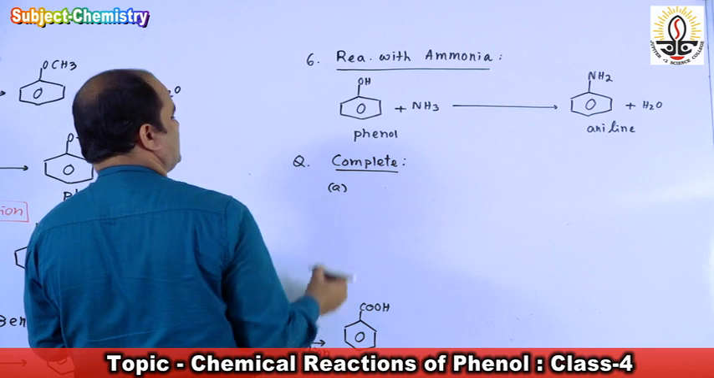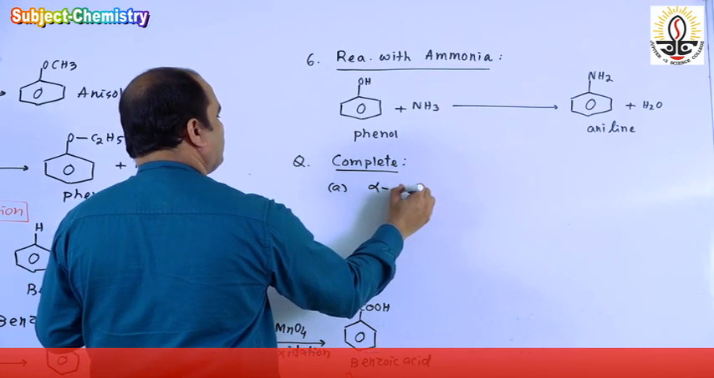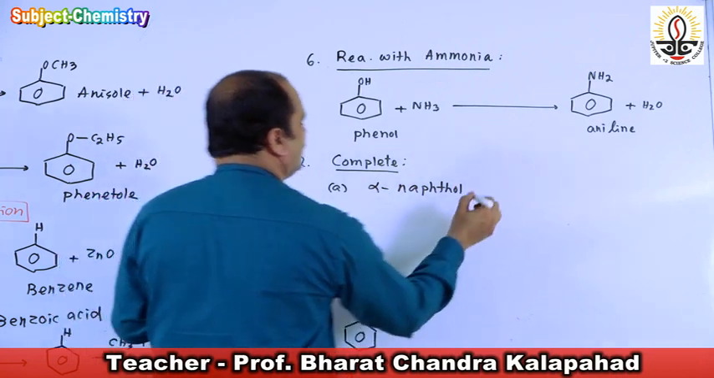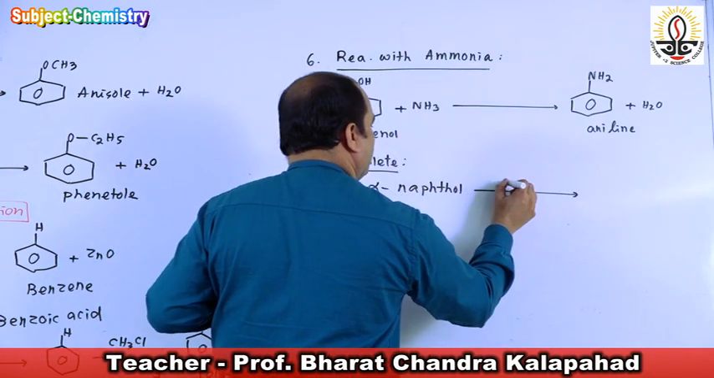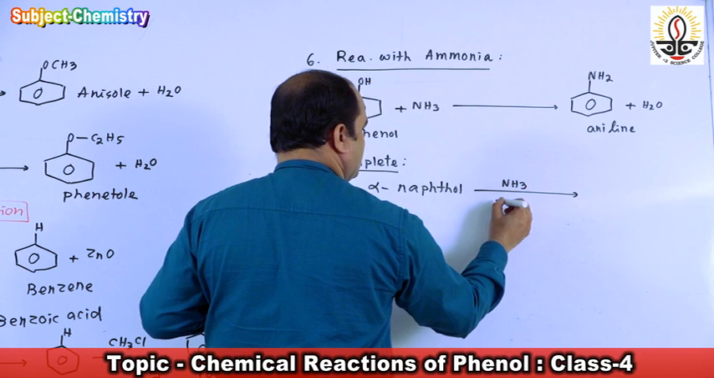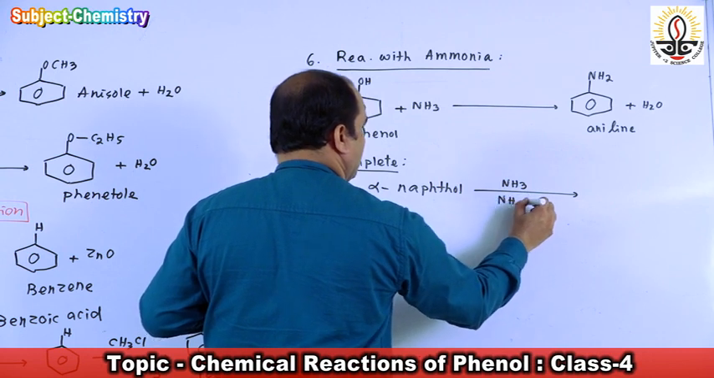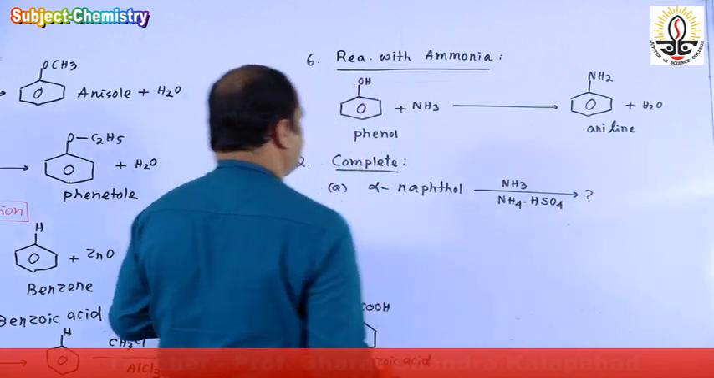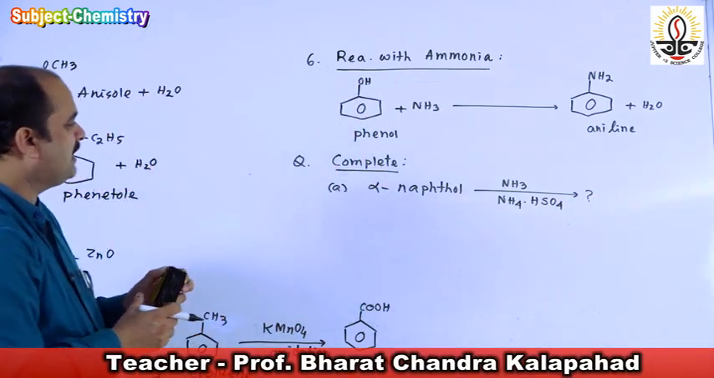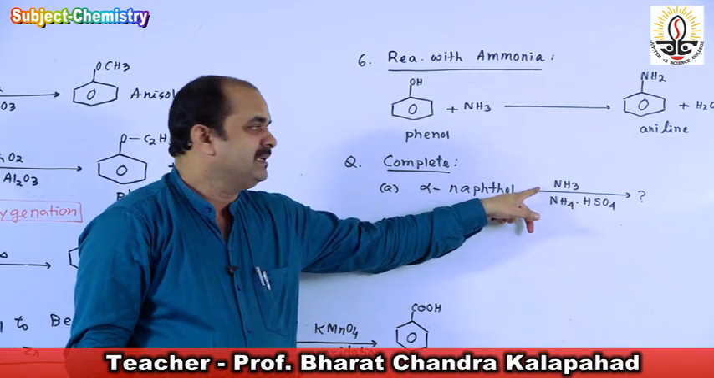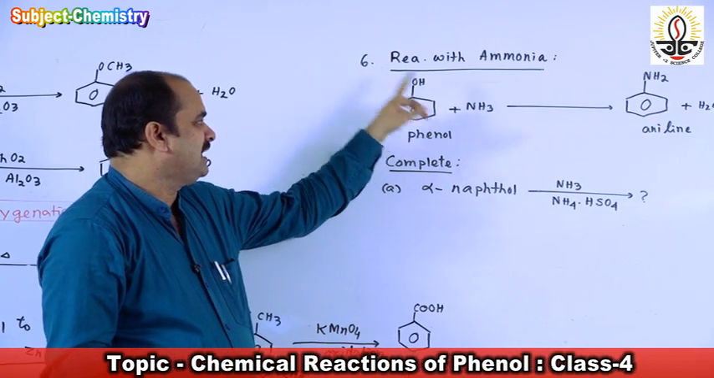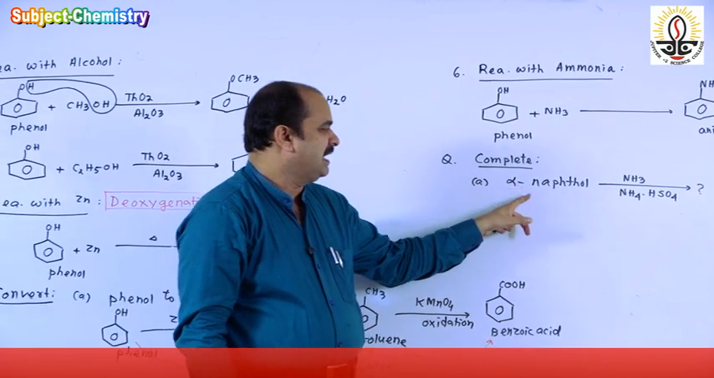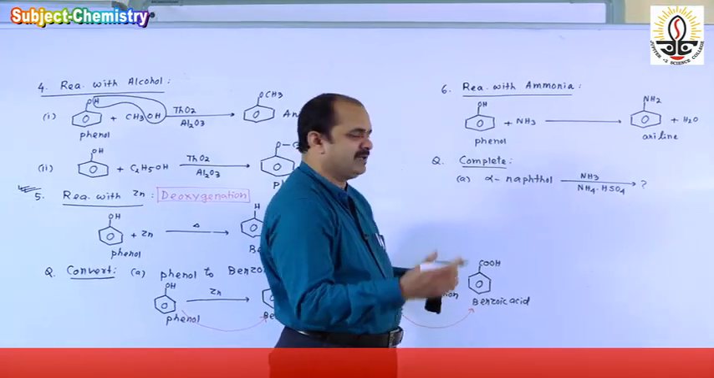Question A is alpha naphthol. What happens when alpha naphthol reacts with ammonia in presence of ammonium hydrogen sulfate? Identify the product. Similar to how phenol reacts with ammonia to give aniline, alpha naphthol reacts with ammonia to give the product.